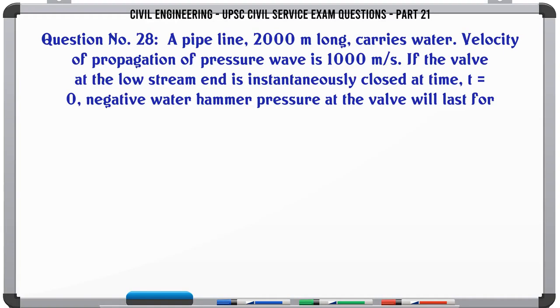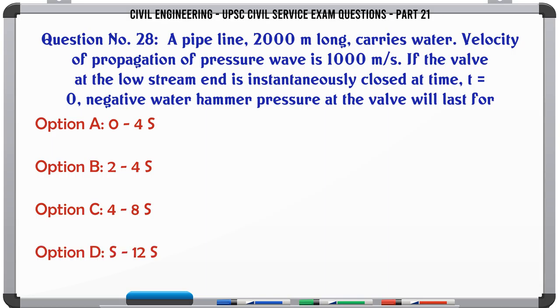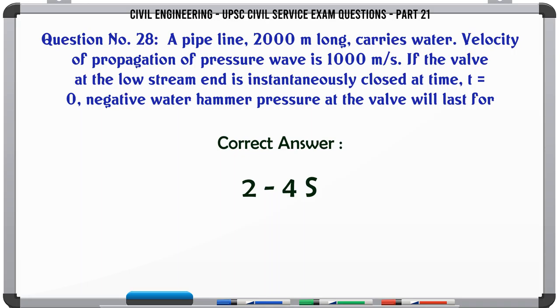A pipeline 2000 m long carries water. Velocity of propagation of pressure wave is 1000 m/s. If the valve at the downstream end is instantaneously closed at time t0, negative water hammer pressure at the valve will last for A. 0.4 s, B. 2.4 s, C. 4.8 s, D. 1.2 s. The correct answer is 2.4 s.